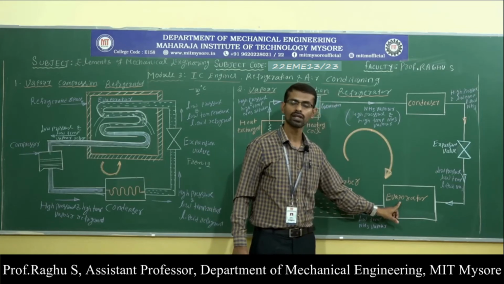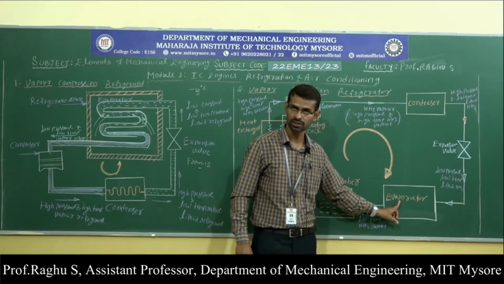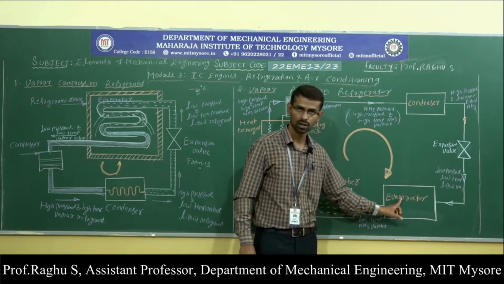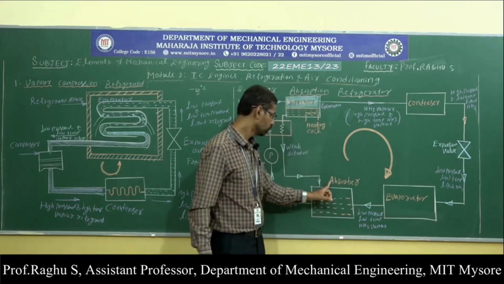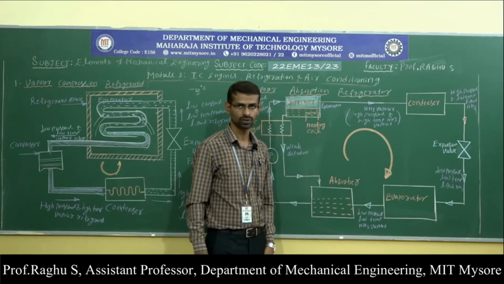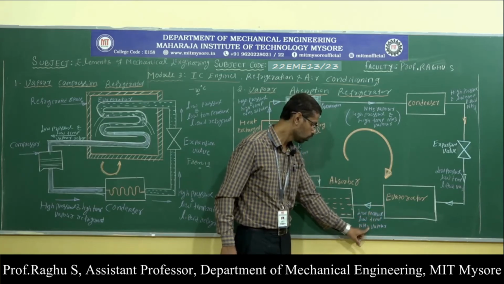The evaporator consists of cooling coils in the form of U tubes which are kept inside the refrigerated space. Here we have the evaporator coil kept inside the refrigerated space. Here we have the absorber. Now let us discuss the working of the vapor absorption refrigerator. From the evaporator we are getting low pressure and low temperature.